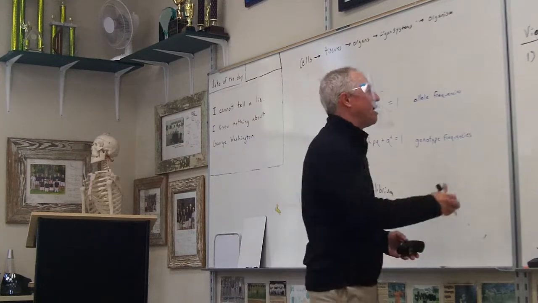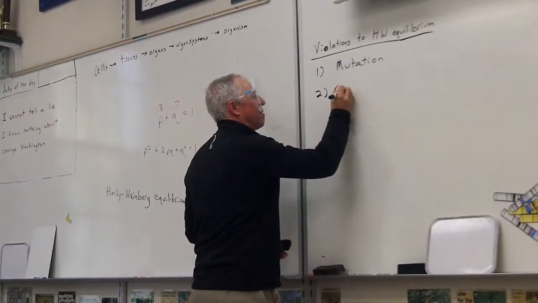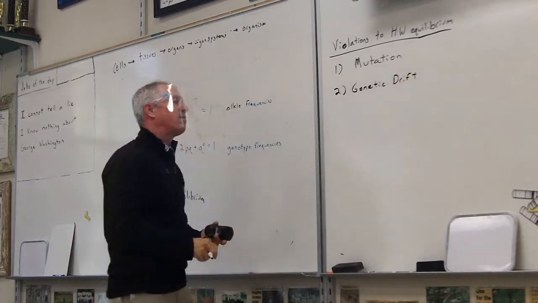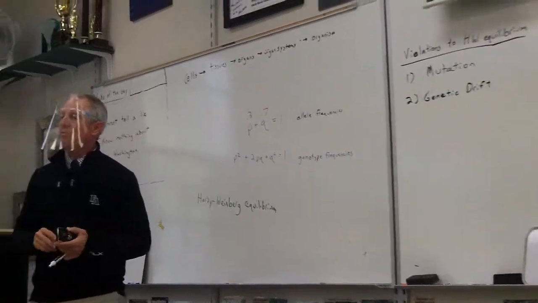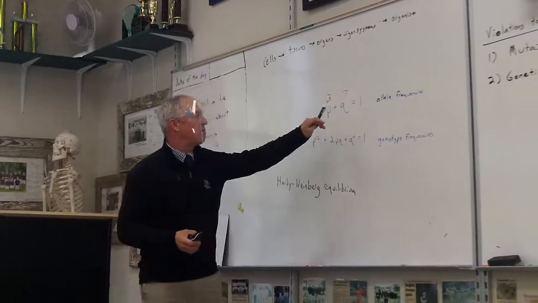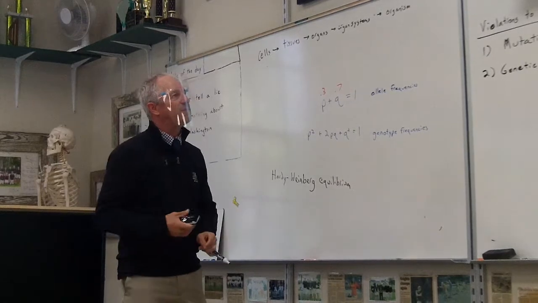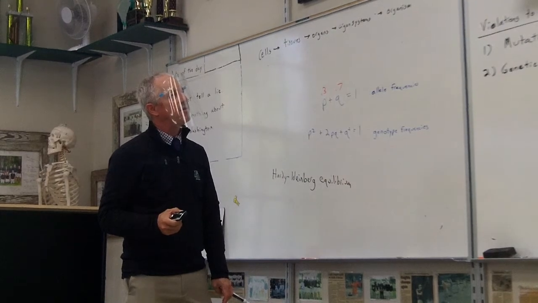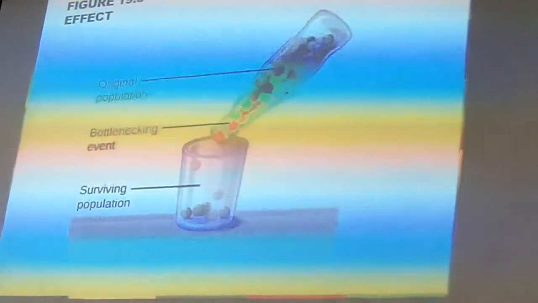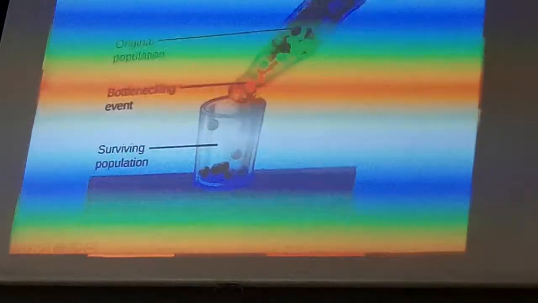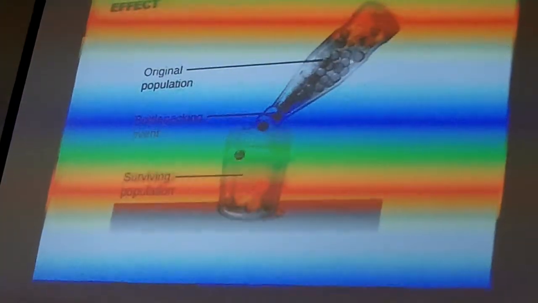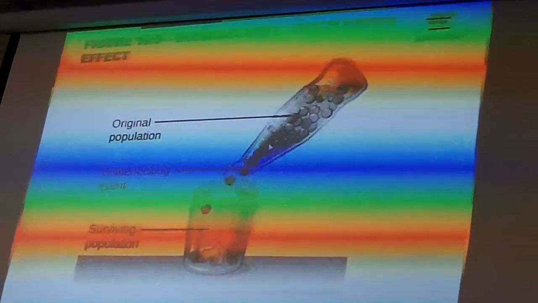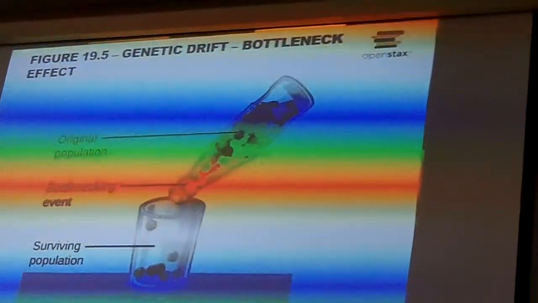Another one is called genetic drift. Genetic drift is changes in your allele frequencies due to random events. This is an example of what's called a bottlenecking event. Here we have an original population with a whole bunch of different colored marbles representing the population, and there's some sort of bottlenecking event. Often this happens in nature, like a lot of organisms suddenly die.